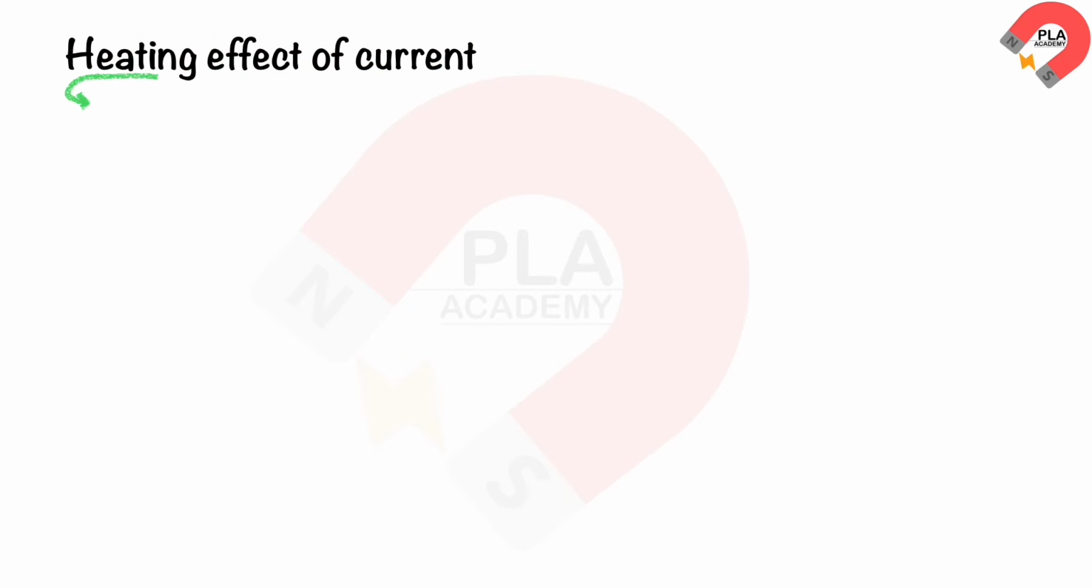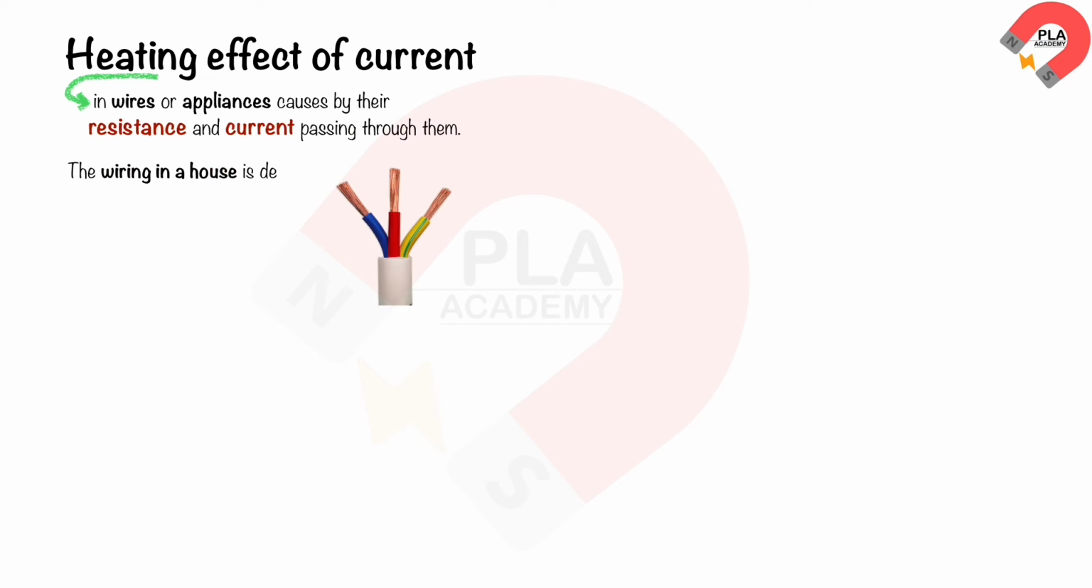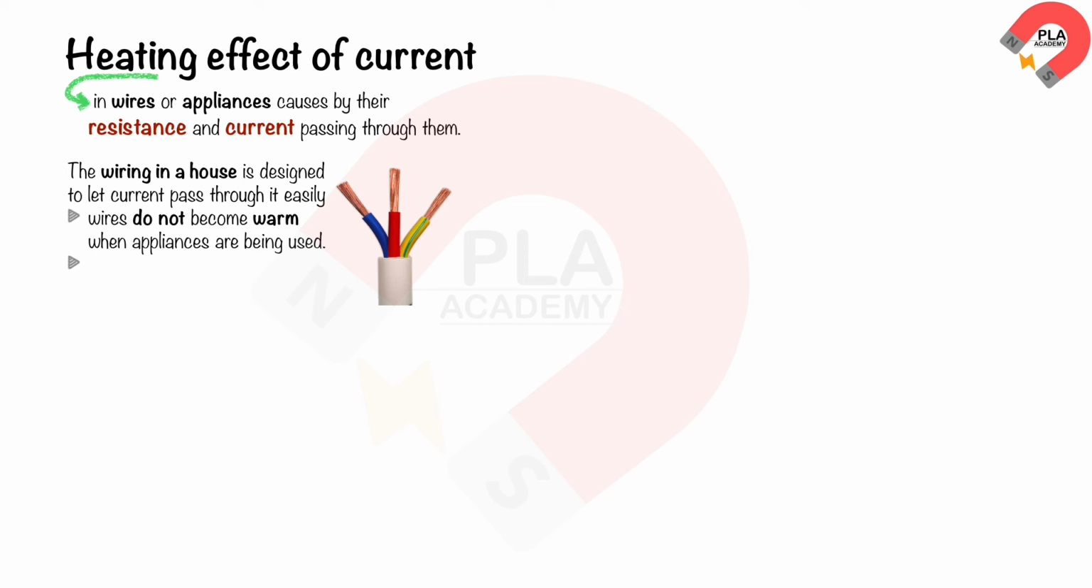Heating effect of current. The heating effect of current in wires or appliances is caused by their resistance and the current passing through them. The wiring in a house is designed to let current pass through it easily. As a result, the wires do not become warm when appliances are being used. We say that the wires have a low resistance and a lower heating effect. These wires are made of copper with insulation.